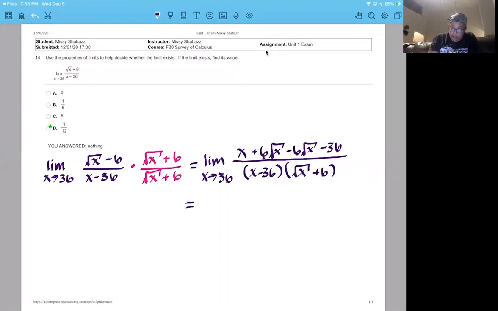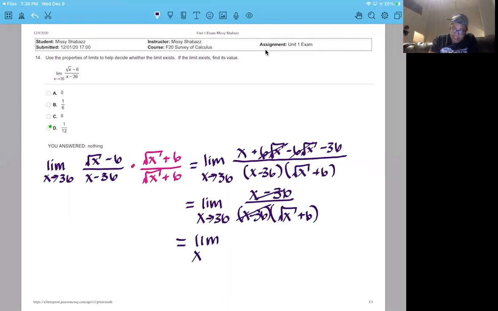All right. The 6 square root of x and -6 square root of x cancel. That's the whole point of multiplying by the conjugate. So what happens is I get an x minus 36 on the top, and I have that same factor in the denominator. So those cancel. And I have a 1 on top and the square root of x plus 6 in the denominator.